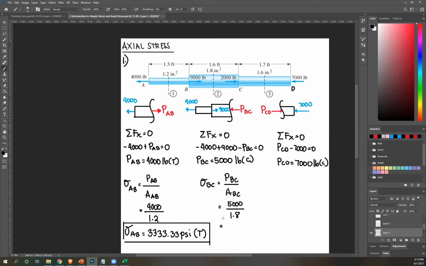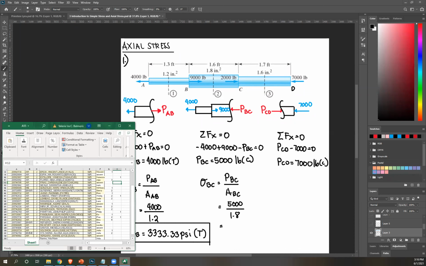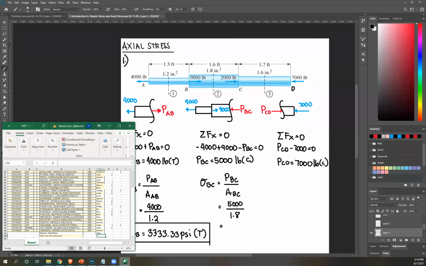Correct, Julia and Rick. So Solomon and Diana. Solomon. Okay. Late enrollee.